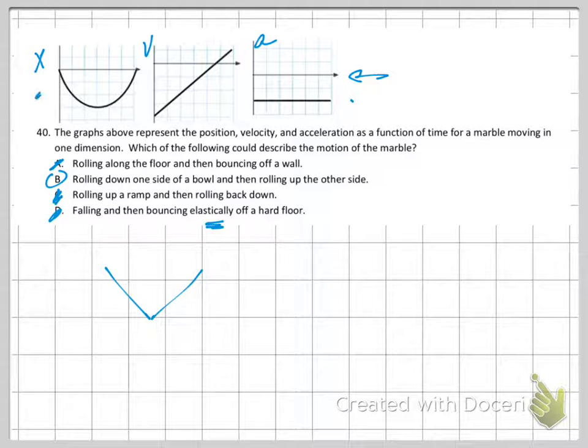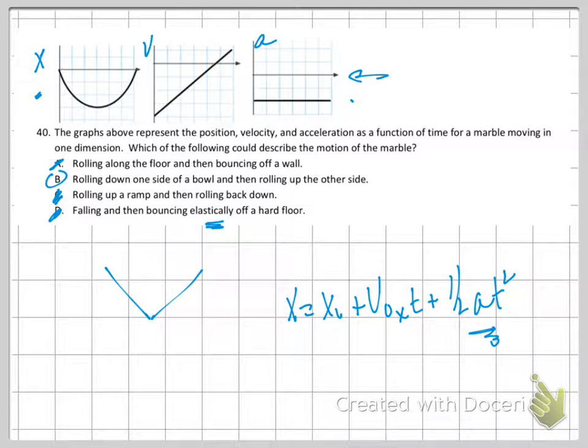If we look at the position graph, we have x equals x naught plus v naught t plus 1/2 the acceleration t squared. We can see that in the position graph, the time is squared, so we would have a parabola, and that makes sense that this position graph would be a parabola, and that would work in this situation. Our best choice would be B.